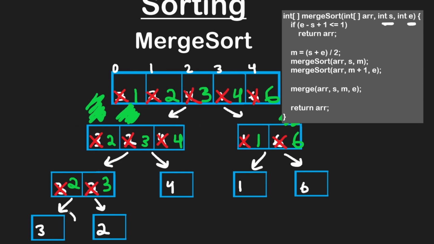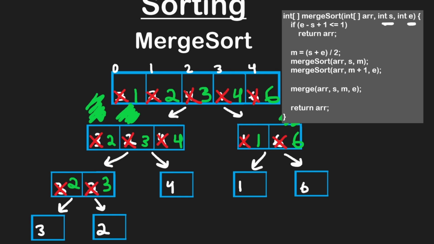But how do we know if we've reached the base case? Well, if the length of the subarray is less than or equal to 1, well, how do we get the length itself? We can take the ending index minus the starting index plus 1.